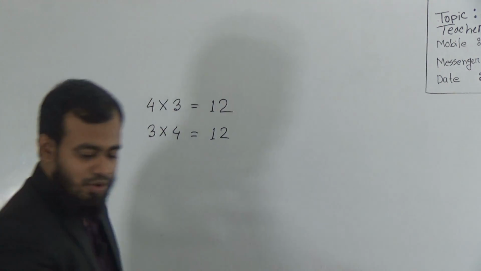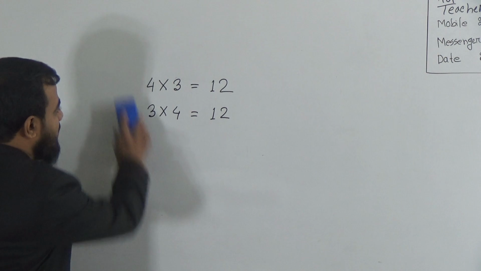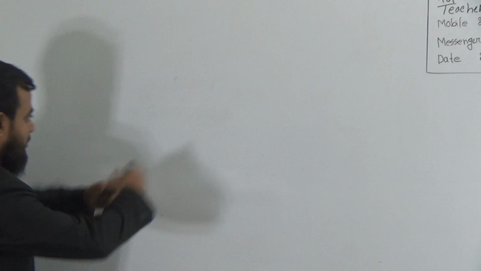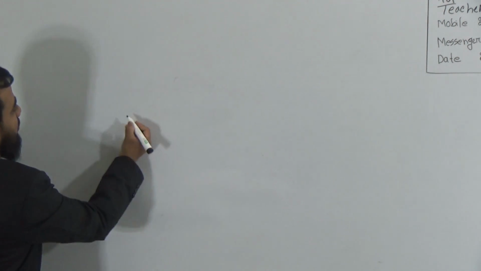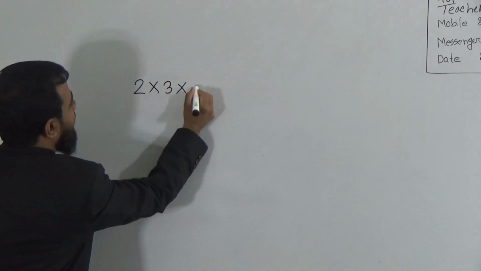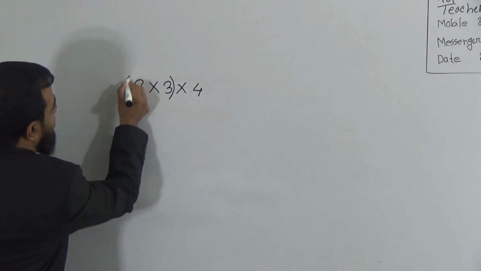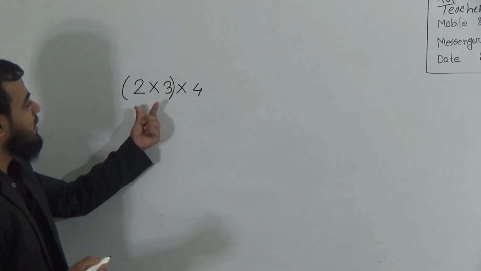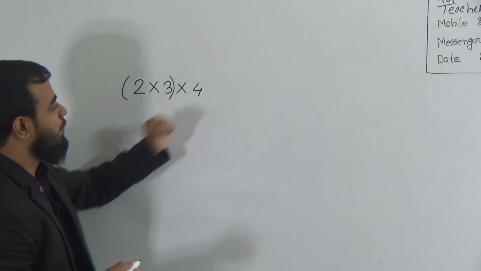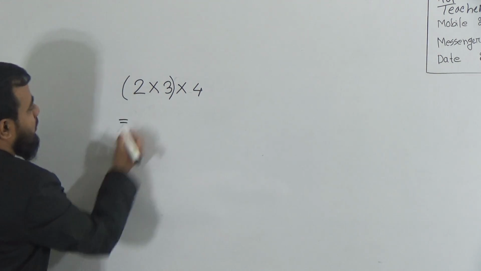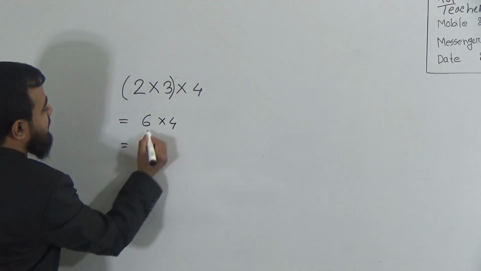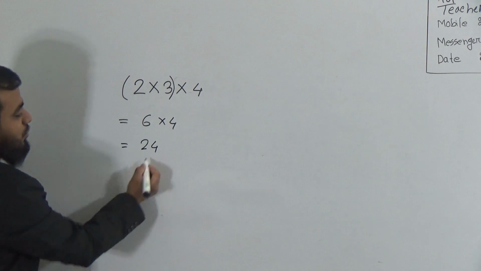Okay, now we are going to discuss the associative law. Multiplication also contains the associative law. What is the associative law? Suppose we multiply 2, 3 and 4. This is a bracket around 2 and 3. That means we need to multiply 2 with 3 first, then multiply the result with 4. Look, 2 multiplied by 3 equals 6. Multiplying with 4, that means 6 fours are 24. The result will be 24.